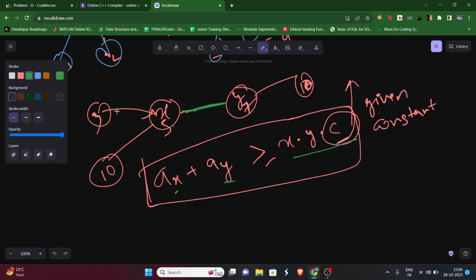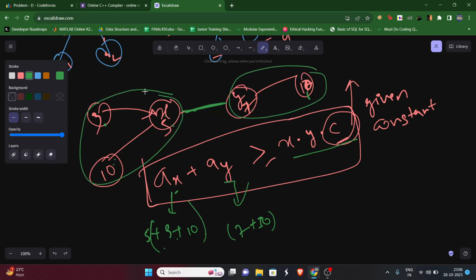But this x was already connected to this one, right? This and this city. So ax will be not just 5, but the sum of 5 plus 3 plus 10, and similarly ay will be this 7 plus whatever the connected component it is connected with. So it will be 5 plus 3 plus 10 for this x, and similarly 7 plus 10. Why? Because this is one connected component, this is another connected component, and here x will be the number of this city and y will be the number of this city, and c is some given constant.